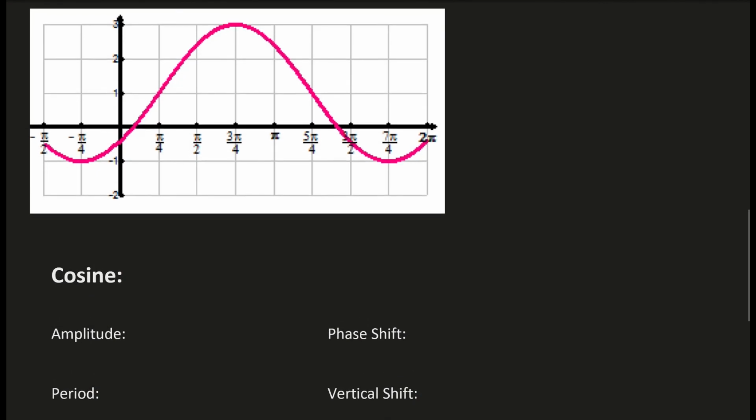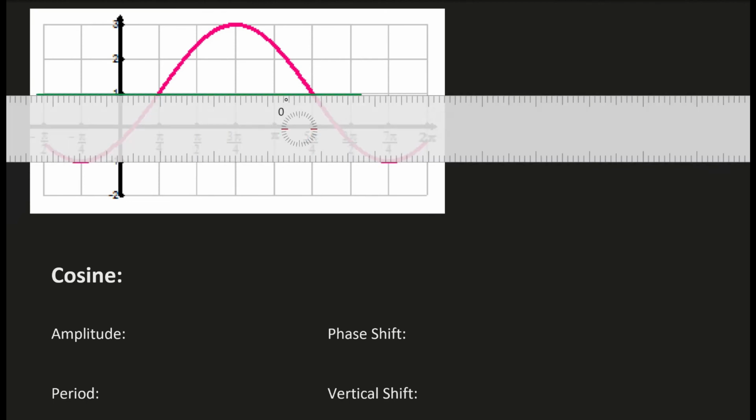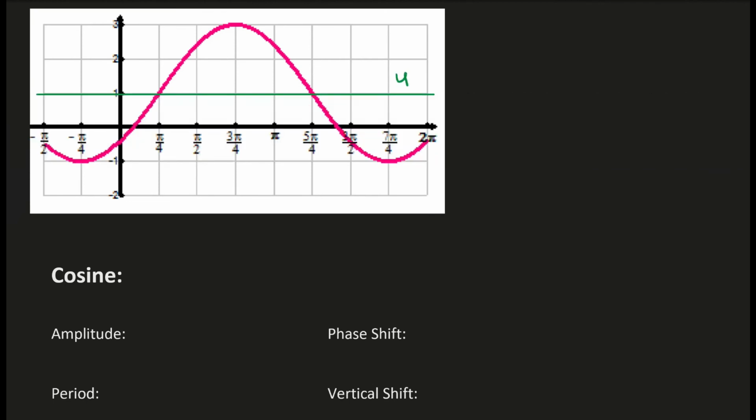Now we're going to look at the exact same graph and we're going to write out the 4 components, but we're going to assume that this is a cosine function. So we'll still find the midline first. As we found in example 1, the midline here is going to be y equals 1. So the vertical shift is 1. The amplitude is the same because it is the distance from a crest to the midline. So this has a distance of 2, so the amplitude is 2.